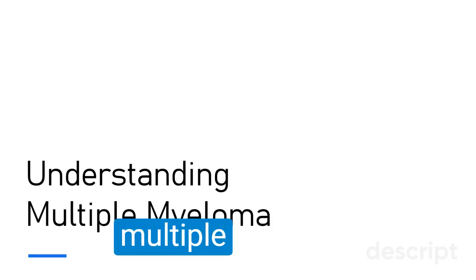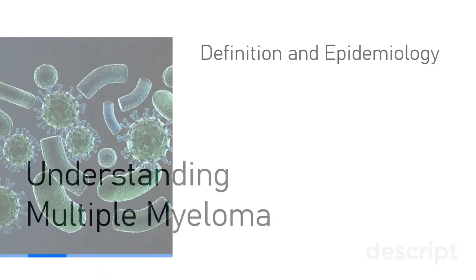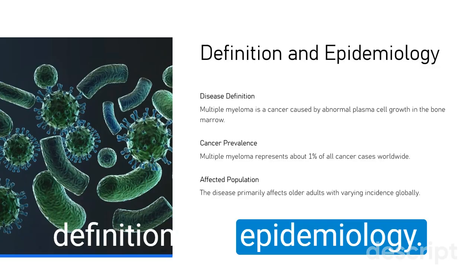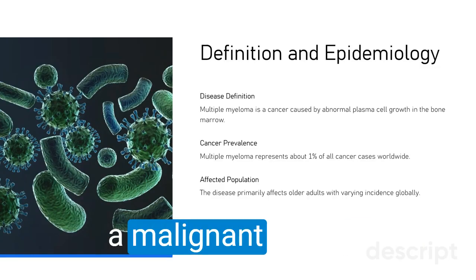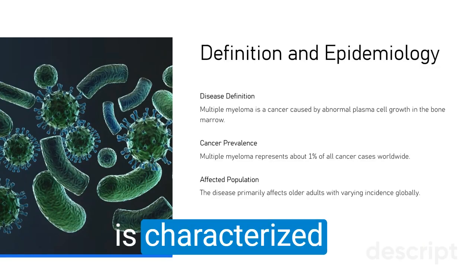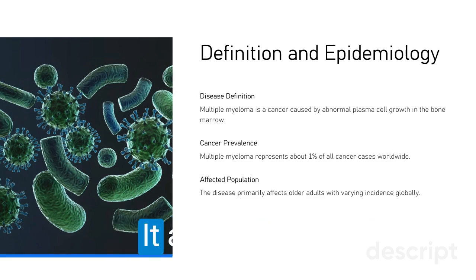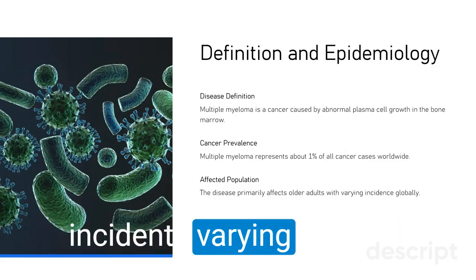So, understanding multiple myeloma: definition and epidemiology. Multiple myeloma is a malignant plasma cell disorder that is characterized by clonal proliferation in the bone marrow. It accounts for approximately 1% of all cancers and mainly affects older adults, with incidence varying globally.